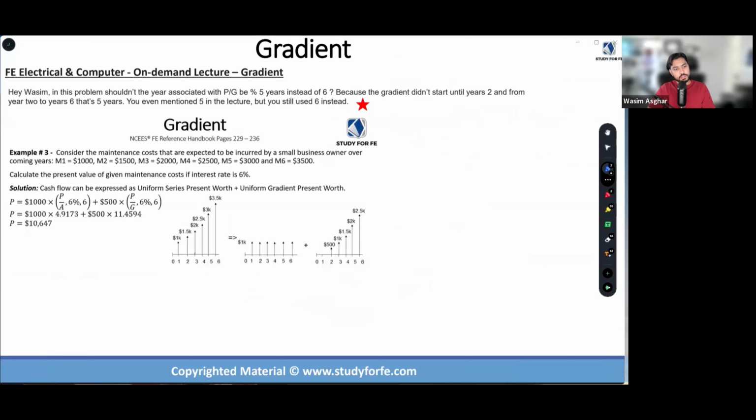This is a very interesting question on gradient. And the student is asking an age-old question regarding gradient, and that has to do with why the time period is not n minus 1. I've explained this in quite a bit of depth in the on-demand course as well as the live training, and I'm going to take this opportunity to go over it again because the student followed up with me on this. Okay, so this is a practice problem coming from the on-demand course.